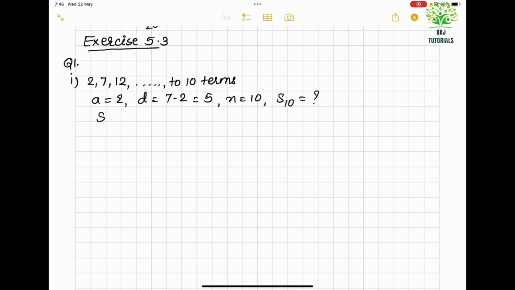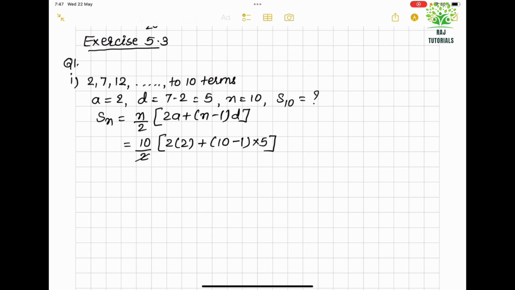So Sn equal to n by 2 into 2a plus (n minus 1) d. So putting the values: 10 by 2 into (2 into 2 plus (10 minus 1) into 5). So solving that, 5 into (4 plus 9 fives are 45), 5 into 49, that is 245.